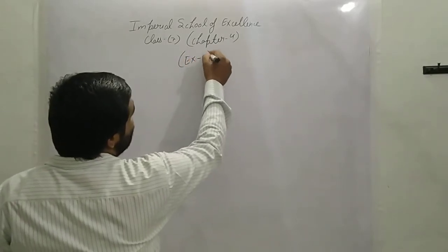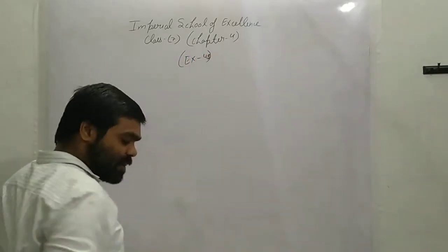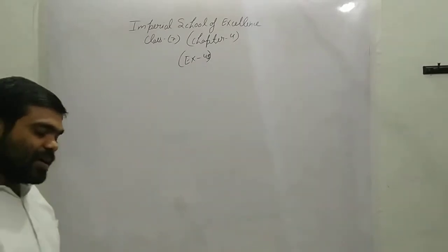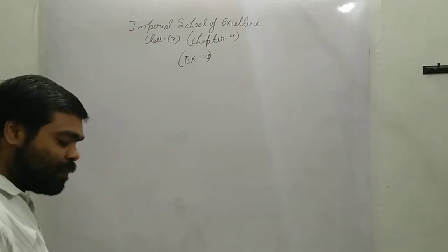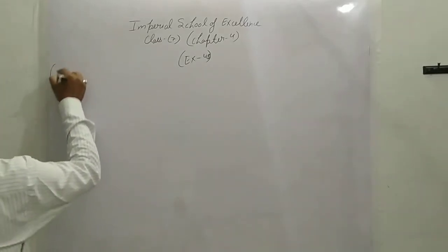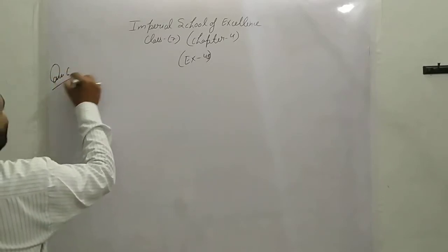In our last class we completed up to exercise 4b question number 5. Today we will study question number 6. Arrange the following rational numbers in descending order.